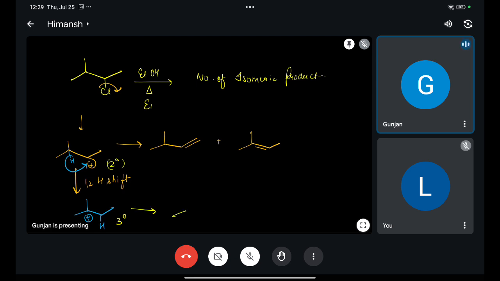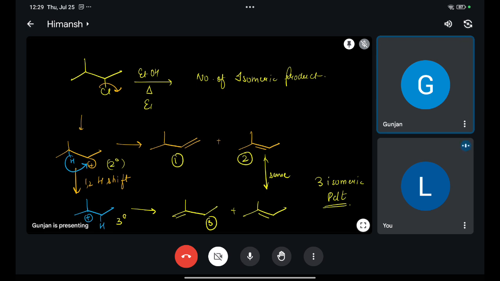Now you can again remove a hydrogen and create a double bond like this or create a double bond like this. Right or no? But if you take a look, these two are the same only. So there are total 1, 2 and 3. So these are 3 isomeric products that can be formed. Got it or not?